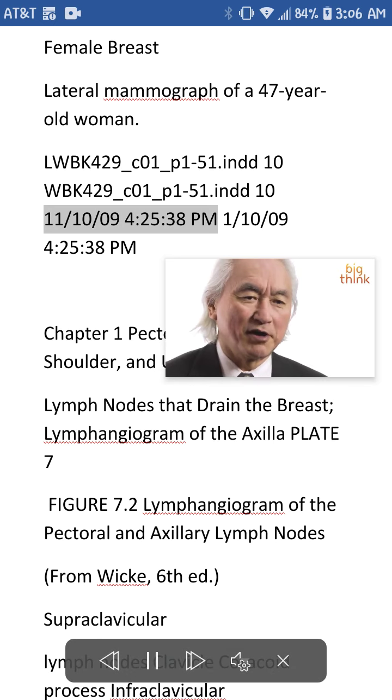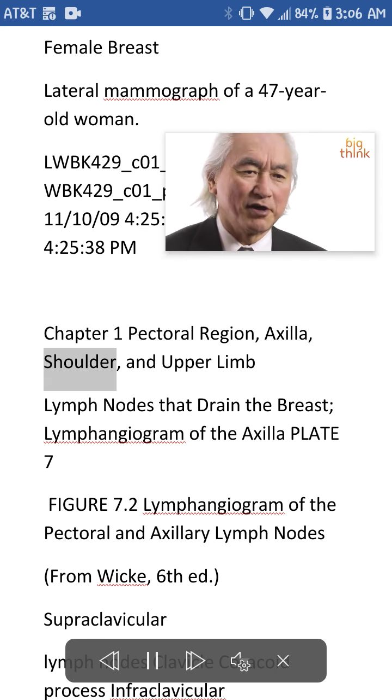LWBK429_C01_P1-51.IN10 WBK429_C01_P1-51.IN10 November 10, 09:425 and 38 seconds PM January 10, 09:425 and 38 seconds PM Chapter 1 Pectoral Region, Axilla, Shoulder, and Upper Limb.